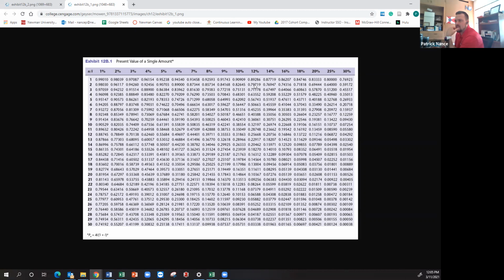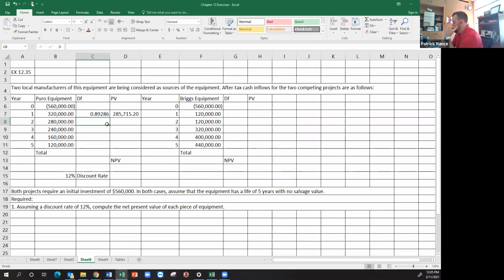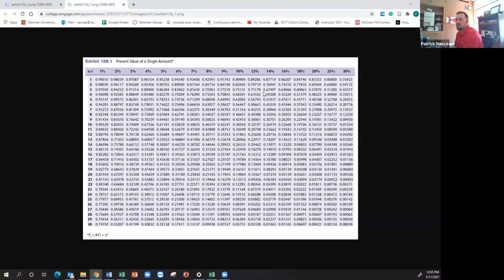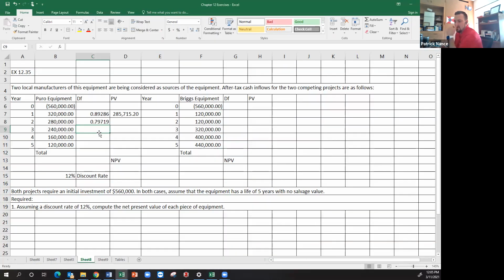So year 2, again, 12%, 0.79719. If you understand where I'm getting them from, then 0.79719, and then 0.71178, 0.63552, all the way down to year 5 of 0.56743. So I'm going to enter all those in.